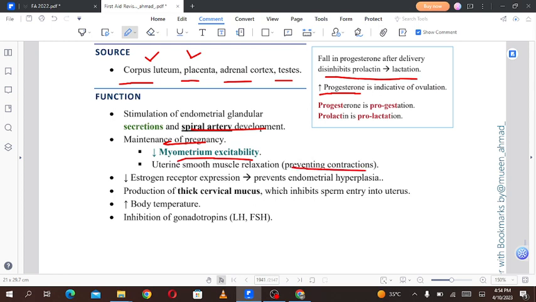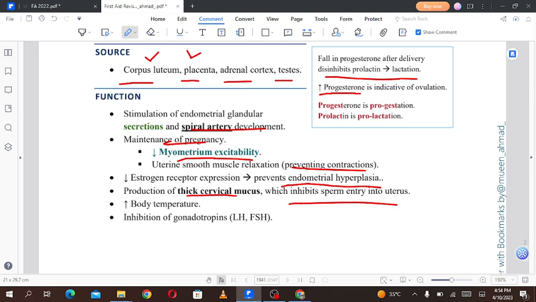Decreased estrogen receptor expression prevents the endometrial hyperplasia. Production of thick cervical mucus inhibits sperm entry into the uterus. So that is why it is also used in oral contraceptive pills.